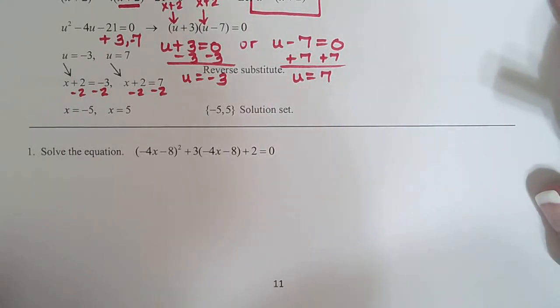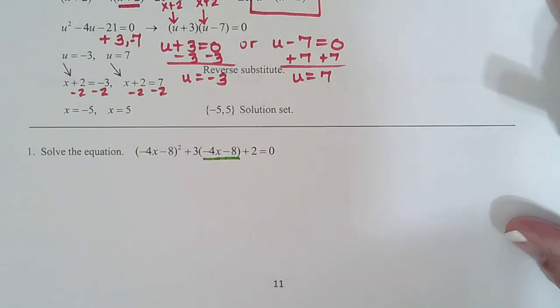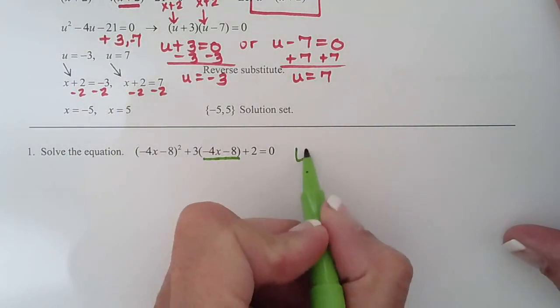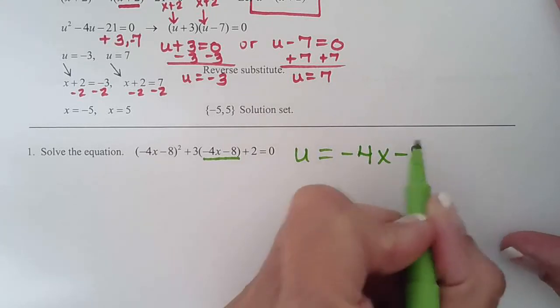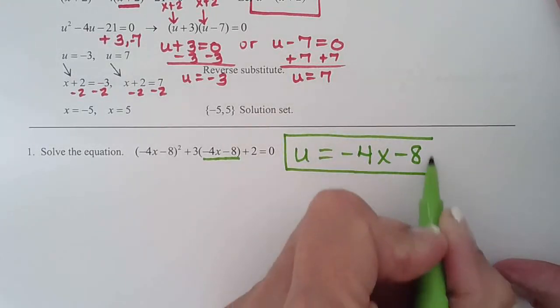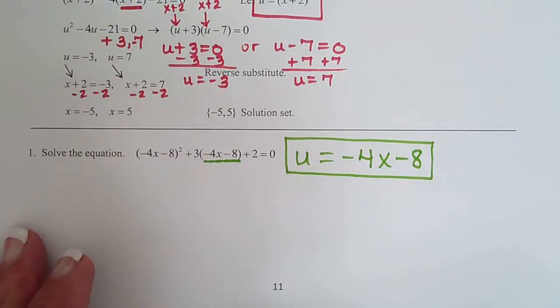Look at your middle term. The variable part of the middle term is u. So u is going to be negative 4x minus 8. And I would always draw a box, highlight it, whatever, to remind yourself you have to back substitute that before you finish the problem.